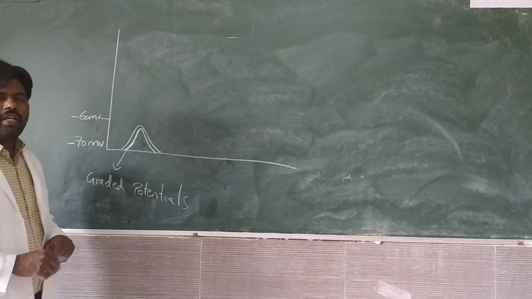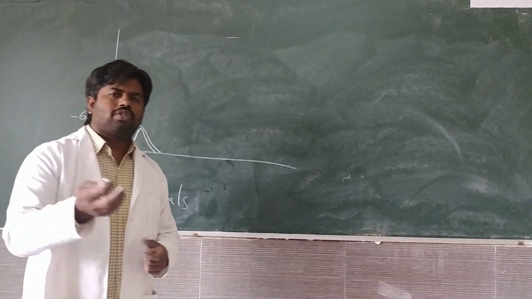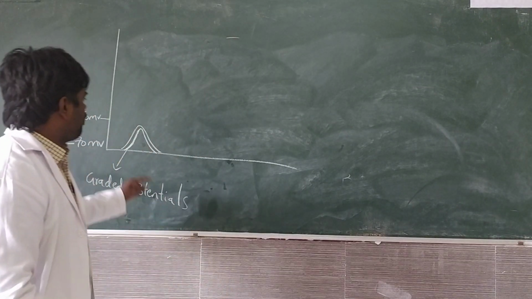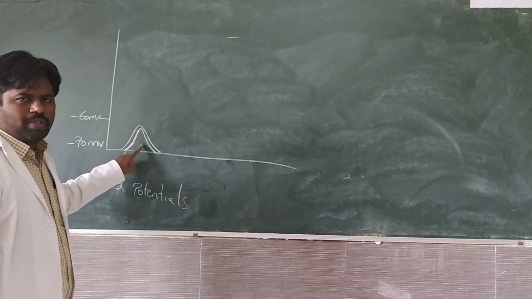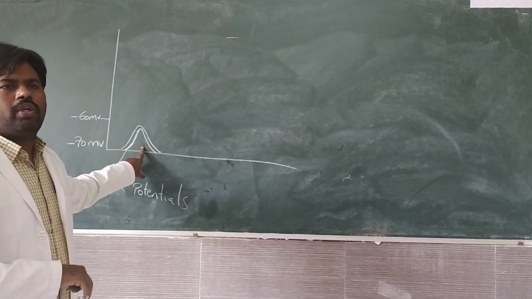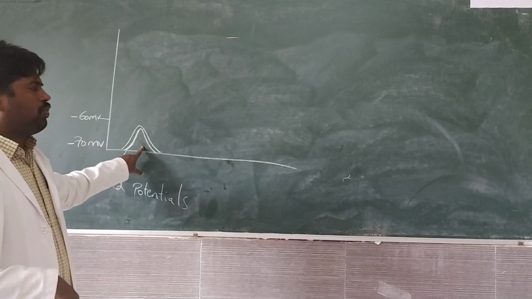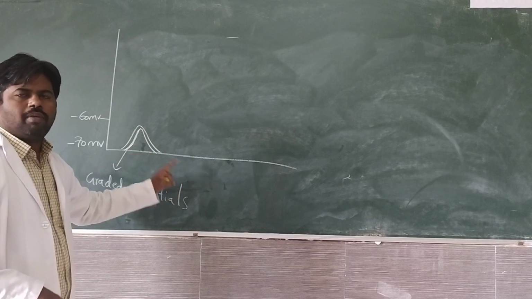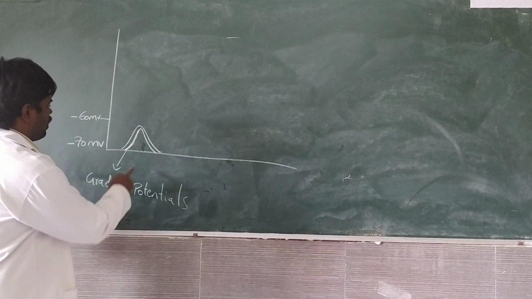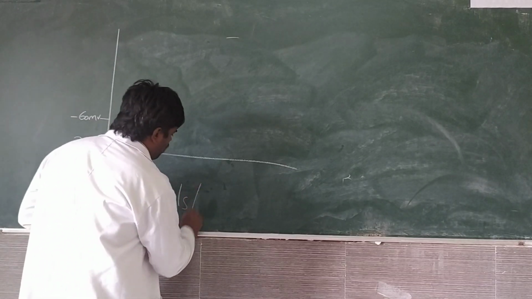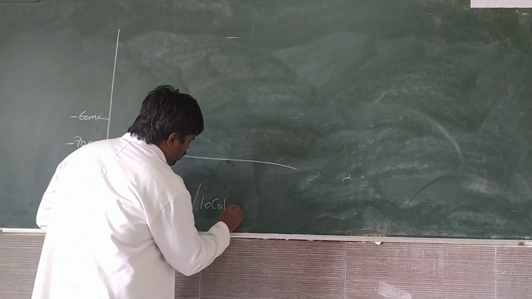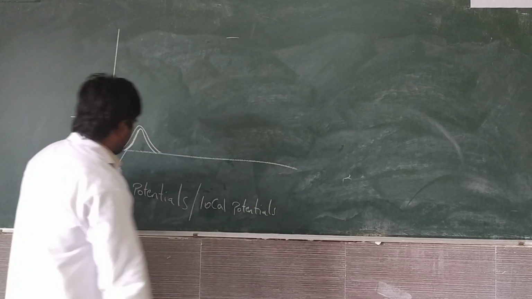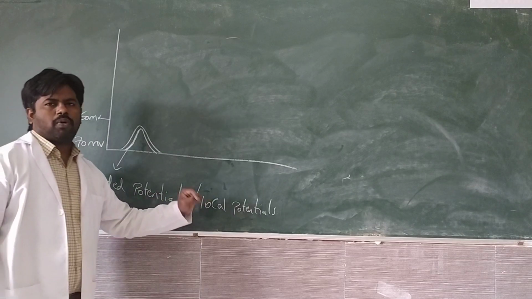Now this time, if you are giving a better stimulus, a strong stimulus, a threshold stimulus, we call it a threshold stimulus. Up to now, what we have seen are subthreshold stimuli. No matter what subthreshold stimulus you give, the wave will reach some extent and die off immediately. So these potentials we call graded potentials or local potentials.